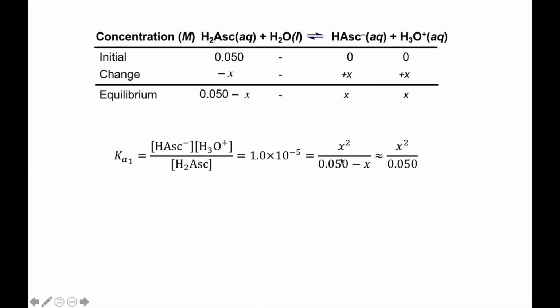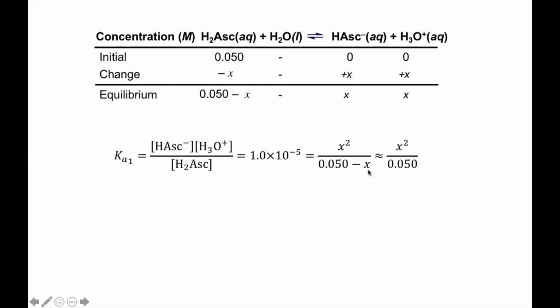So it's going to be x squared over 0.05 minus x, which is the equilibrium concentrations of these species. Well, it's really x times x. That's why it's x squared. X is the singly deprotonated and hydronium ion concentration. So x times x gives us x squared. So Ka1 is equal to x squared over 0.050 minus x.